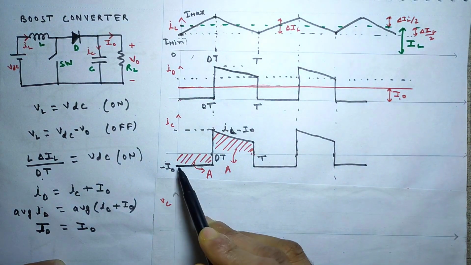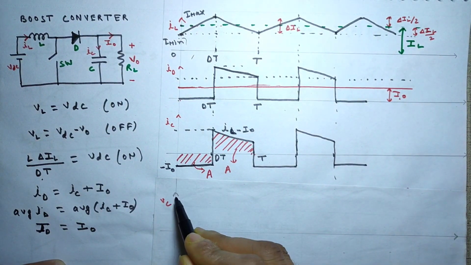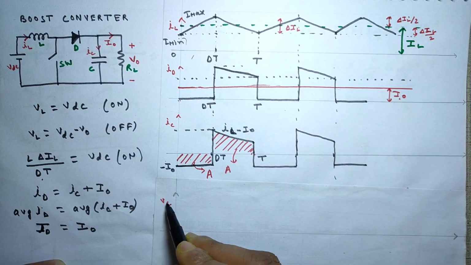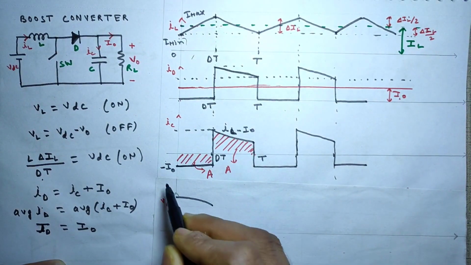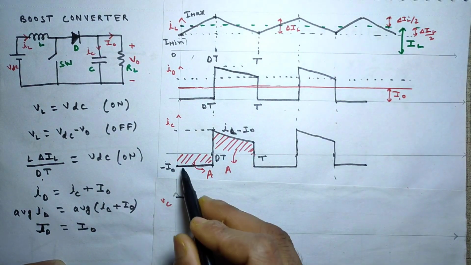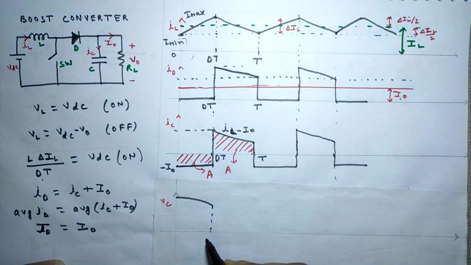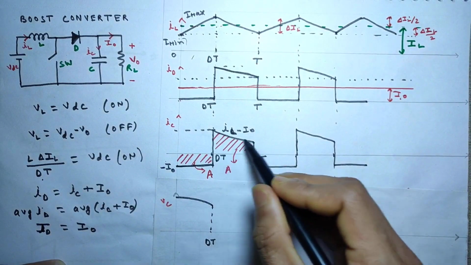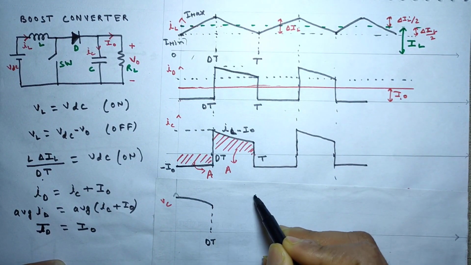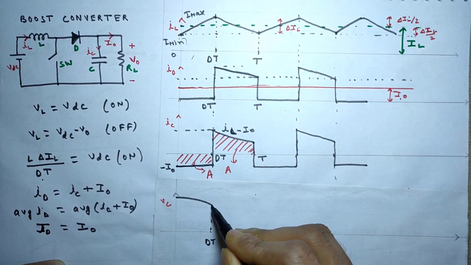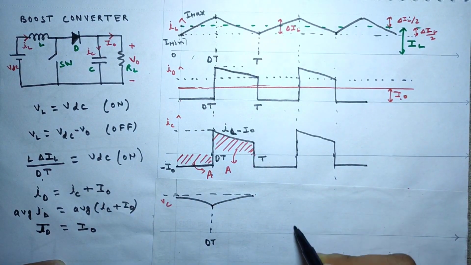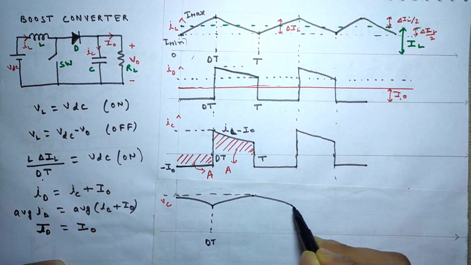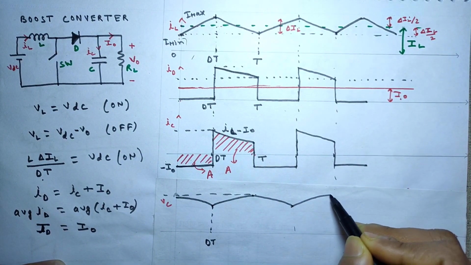So dVc/dt slope is negative, so the voltage Vc slope will come down, so some ripple like that we will get here, because dVc/dt is negative, minus I naught. Okay friends, and this is positive IC, so we will get a positive slope. dVc/dt is positive, so we will get positive. Like that we are getting here, and again up, again down.